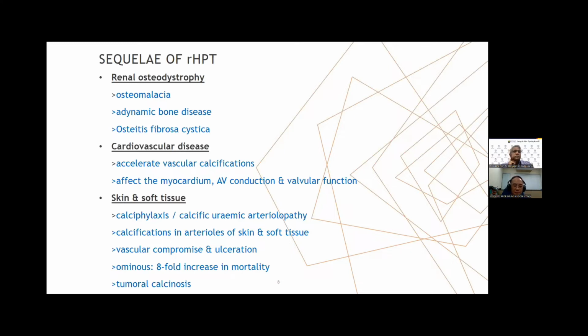And of course, when you get deposition of calcium in the subcutaneous tissue, you get what is called tumoral calcinosis. Thankfully, it's not that common in patients with renal hyperparathyroidism. But it is a known complication.